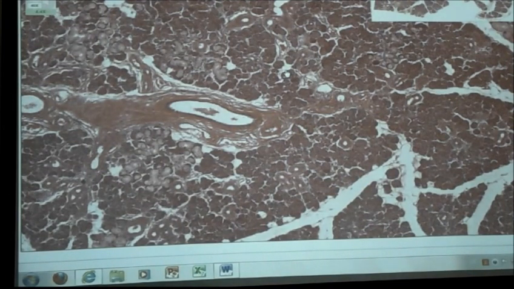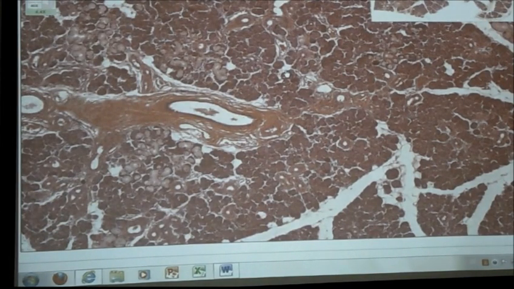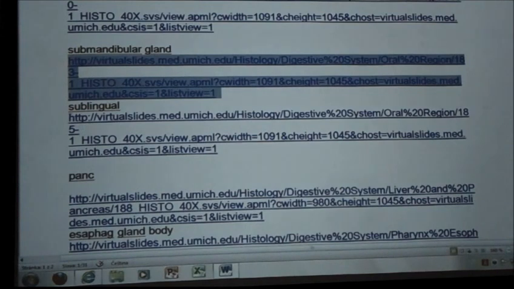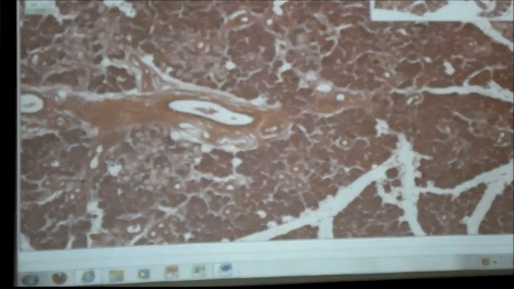So the next thing I will talk about is the sublingual gland. Here the majority is mucin, so in the microscope you will see a completely different picture. I'm just going to take this one, the sublingual gland, and it's very easy to see the difference.